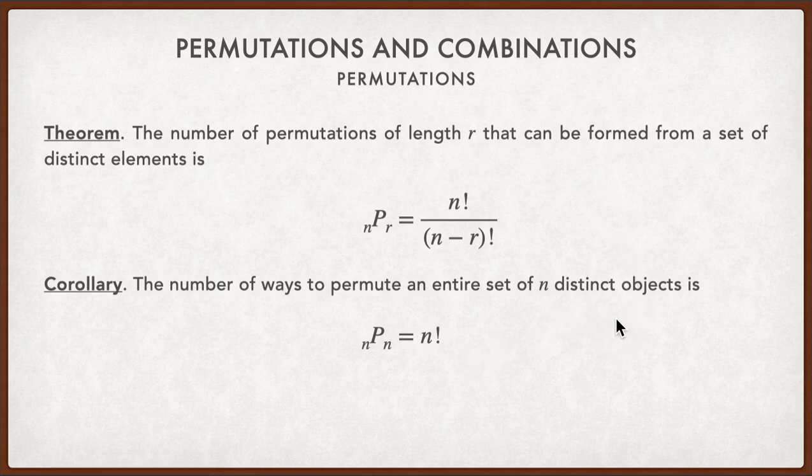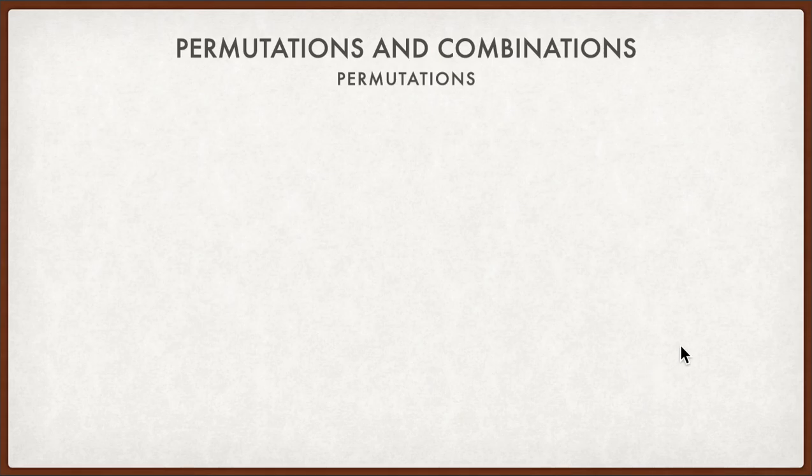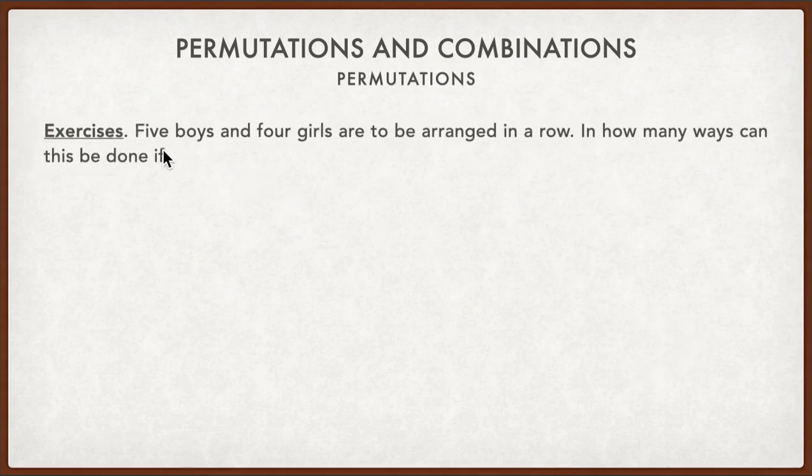Okay, hopefully that helps. So again, we have this general theorem, we have this corollary over here, and let's give some exercises. Exercise 1. Five boys and four girls are to be arranged in a row. How many ways can this be done if, number 1, there are no restrictions?